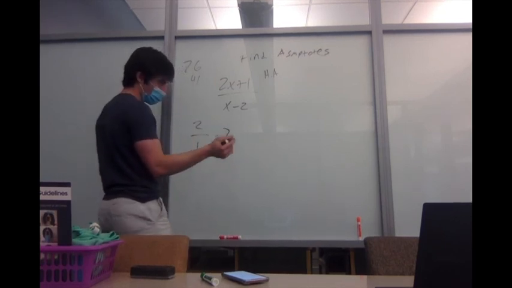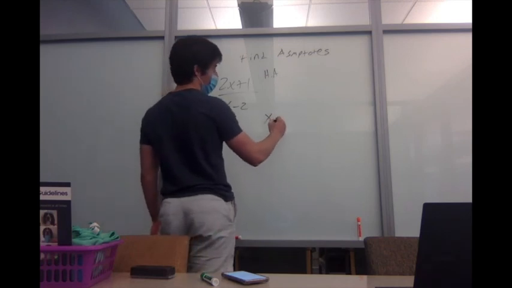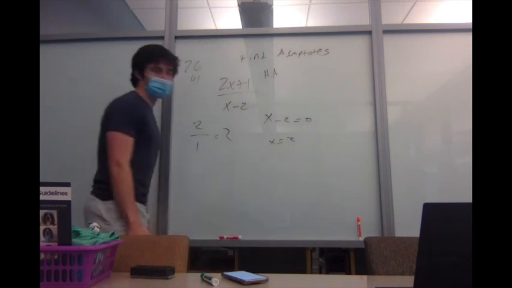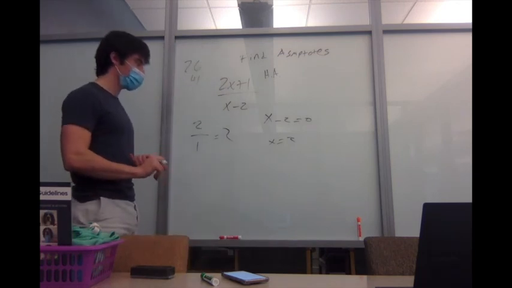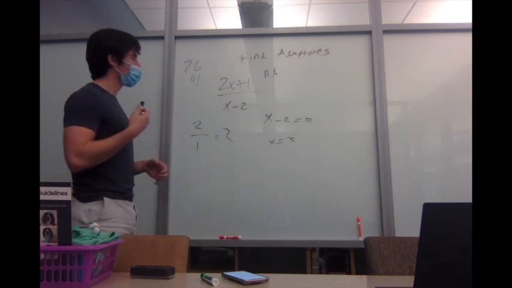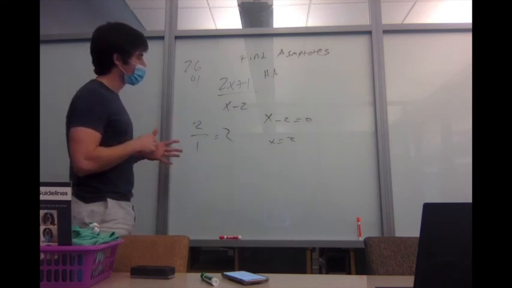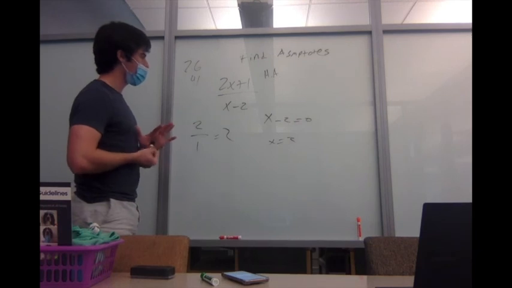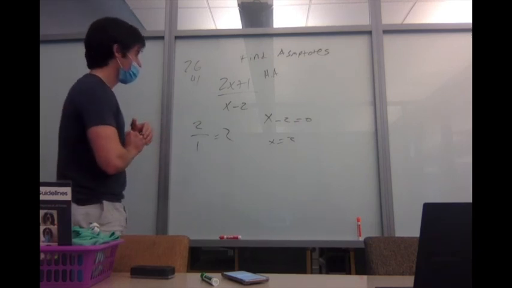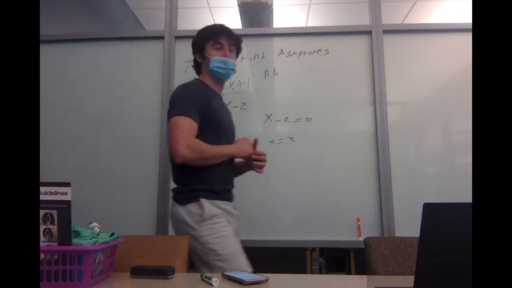And then for our vertical asymptote, all we have to do is set the denominator equal to 0. And then it's just x equals 2. So we have a horizontal asymptote of 2 and a vertical asymptote of 2. Is that because if the denominator is 0, then it's undefined? Is that why you set it to 0? I guess so. That's just what I said in the video, but I'm not entirely sure. Okay, but that makes sense. Sounds good.